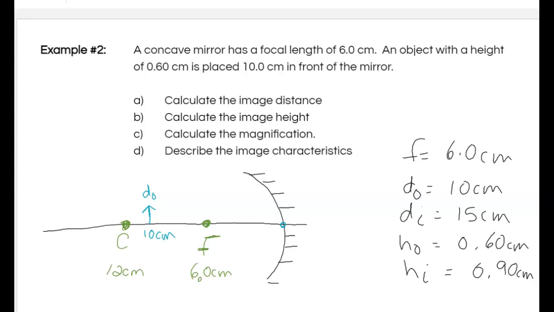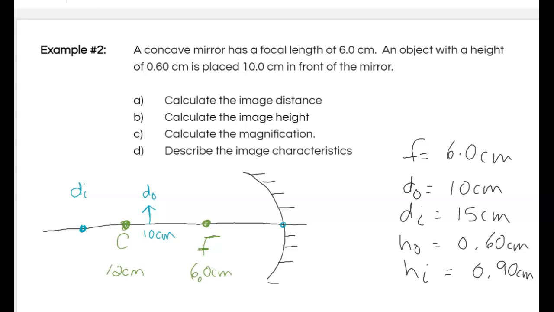Now, my image is going to be 15 centimeters. So if C is at 12 centimeters, then DI is going to be like back here somewhere, right? So DI is going to be at 15 centimeters.